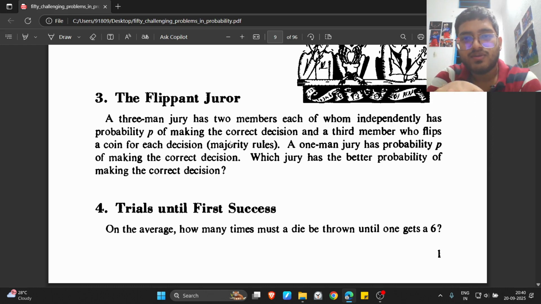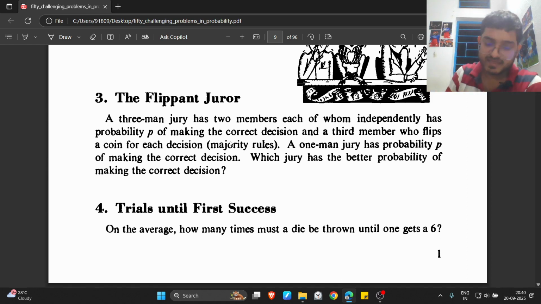So P squared by 2 if all three win. Simply, let's say jury 1 gives the wrong answer, but jury 2 and jury 3 give the correct answer. Or if jury 1 and 2 are correct, the third is wrong. Or jury 1 and 3 are correct, the second is wrong. All four cases, just try to write them down.